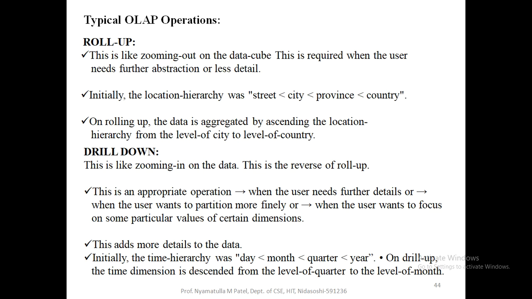Roll up is like zooming out on the data. This is required when the user needs further abstraction or less detail. Initially, the location hierarchy was street, city, province, country. On rolling up, the data is aggregated by ascending the location hierarchy from the level of city to the level of country.